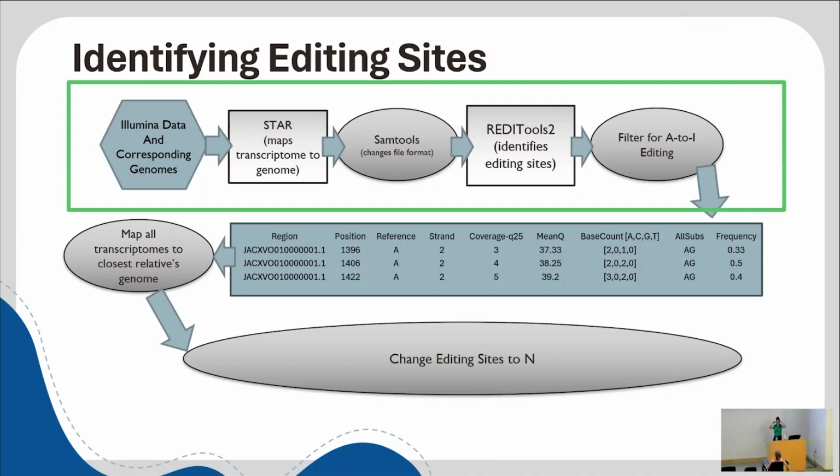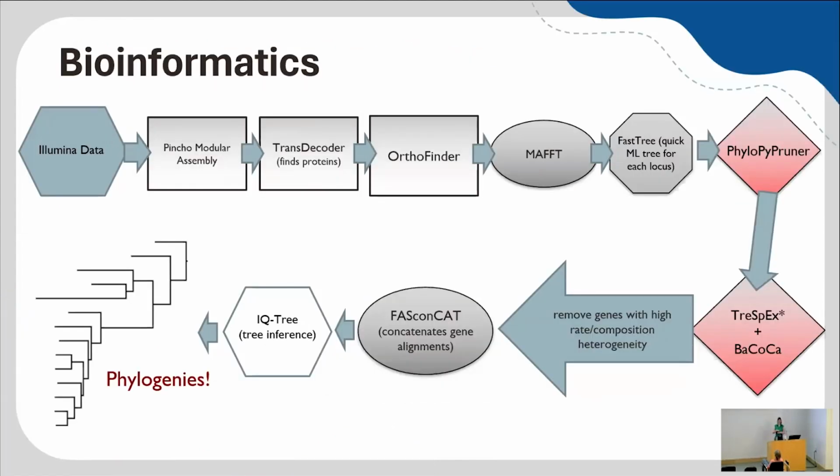So let's say I have Sepia pharaonis and another individual from Sepia. I mapped those together to identify the editing sites, because what this spits out is the region of the genome where an editing site is. And I changed all those editing sites to N. But overall, that's our bioinformatic pipeline, just to build the tree.